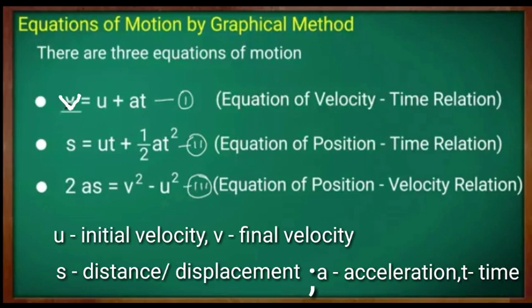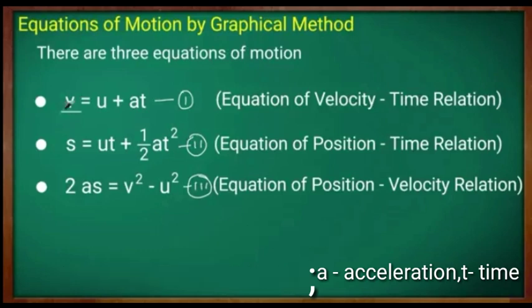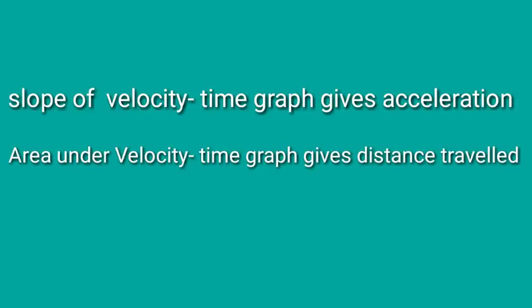Before going into that, one important note: in this chapter we are studying an object moving in a straight line, that means linear motion. In linear motion we consider distance and displacement represented by s, and we take both as the same. Velocity and speed are represented by v, and we take both as the same.